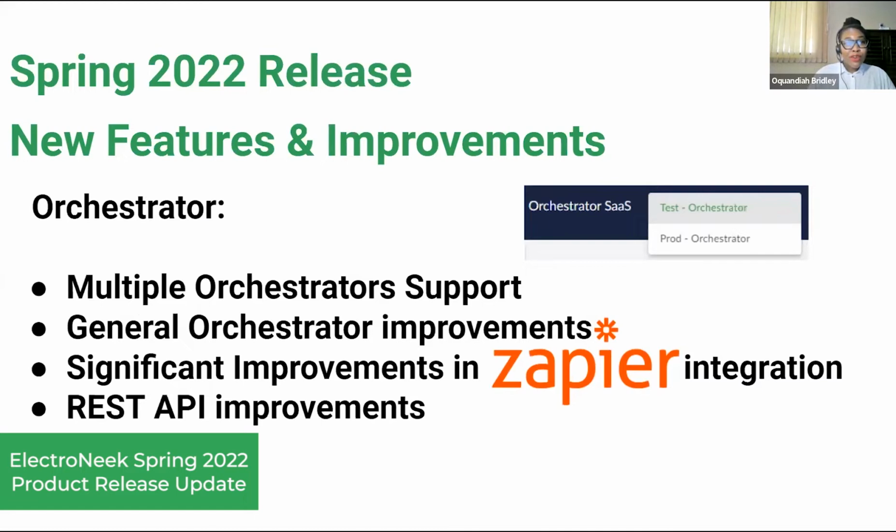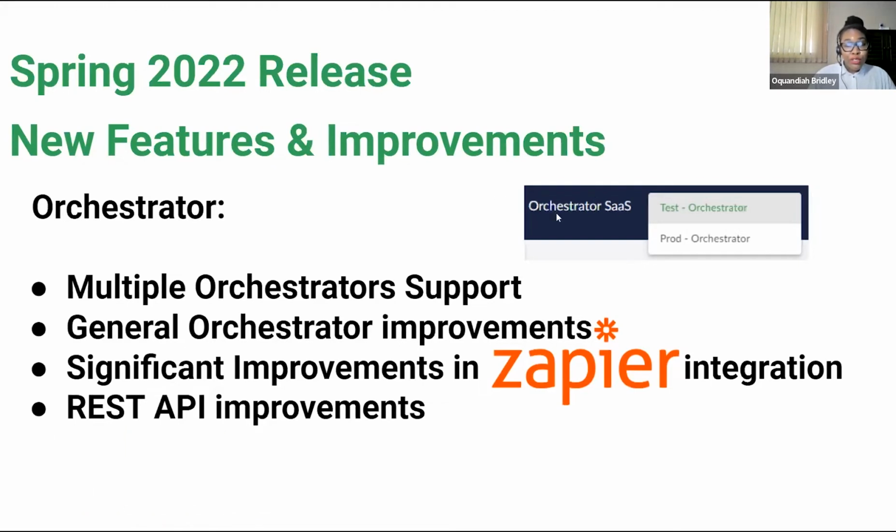So I first want to start off with some of our spring 2022 release new features and improvements. For our orchestrator, you can see the image here. We've added the ability to have multiple orchestrator support. This is the ability to host one domain and have subdomains. For example, you can see here it says test orchestrator and also production orchestrator. Here I'll have the ability to upload multiple different workflows into each and set up schedules if I'm working with different clients. I'll also be going over some of the general orchestrator improvements. This is regarding some of your REST API, also the Zapier integration that we have. I'll show you some of that when we get into the live show.